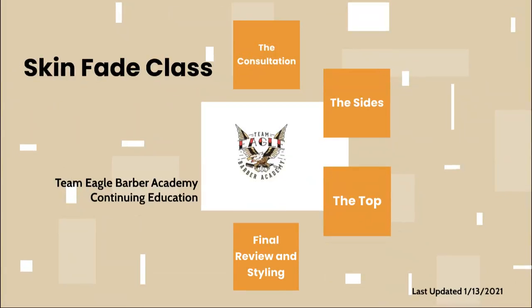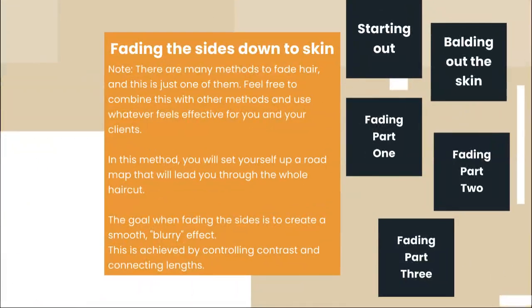After your consultation, you'll start with the sides. Note that there are many ways to fade hair, and this is just one of them. Feel free to combine this with other methods and use whatever feels effective for you and your clients. In this method, you will set yourself up a roadmap that will lead you through the whole haircut. The goal when fading the sides is to create a smooth, blurry effect. This is achieved by controlling contrast and connecting lengths.